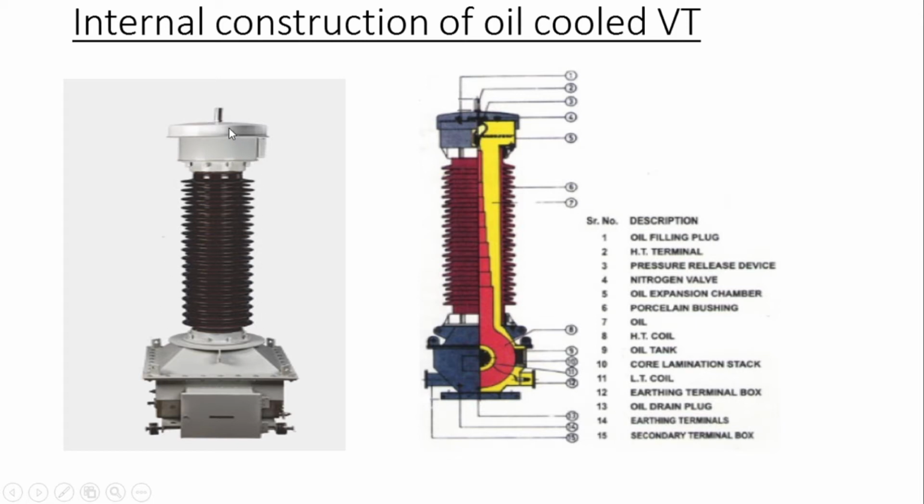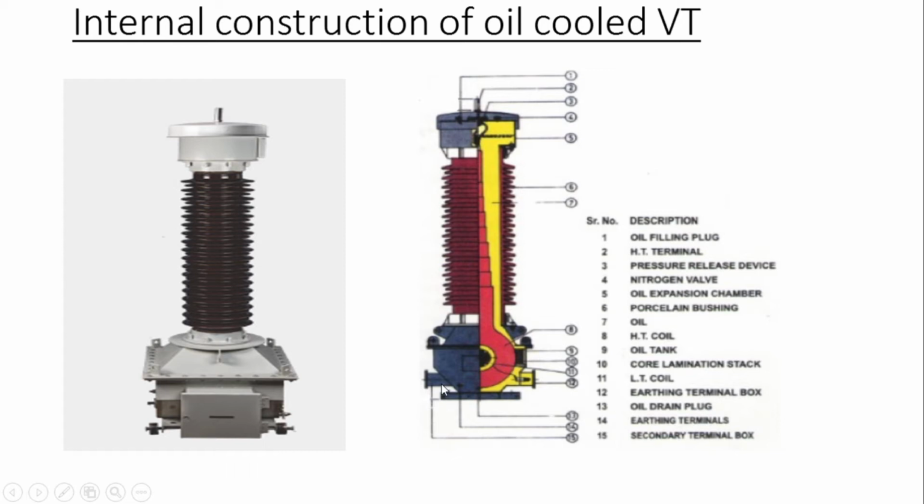Here you can see the internal construction of an oil cooled VT. It has the winding core near the secondary terminals. The core is wound with high voltage winding. This red section is the primary, that is the high tension winding, with insulation on it. This is the secondary coil, which is coaxially on the inner side of the HT coil.